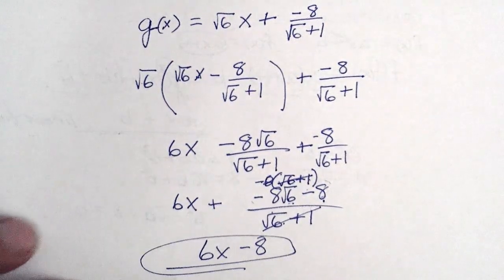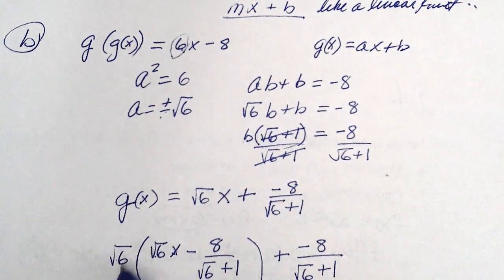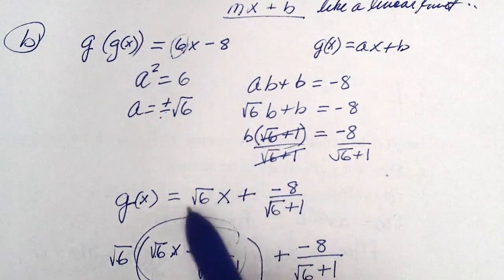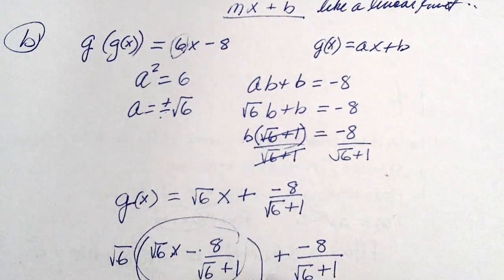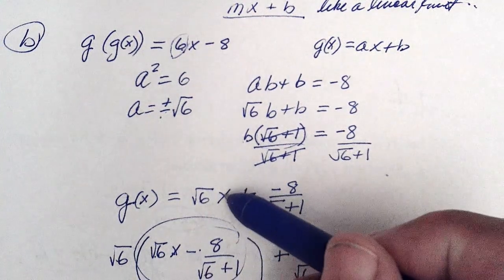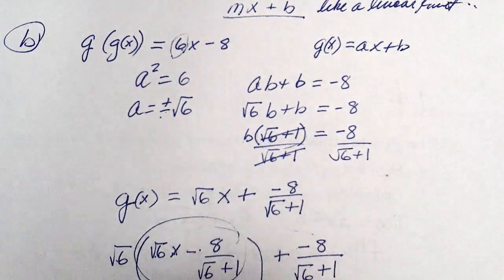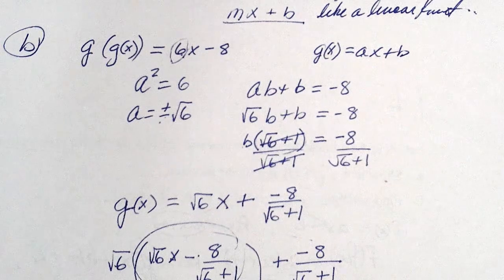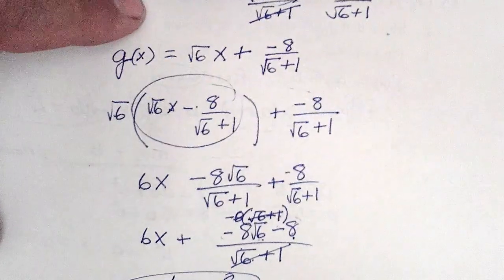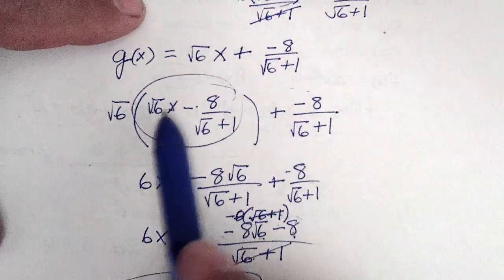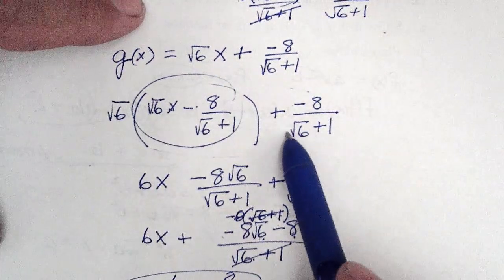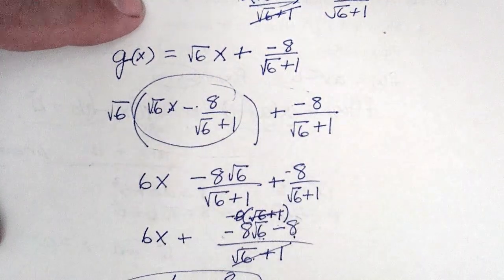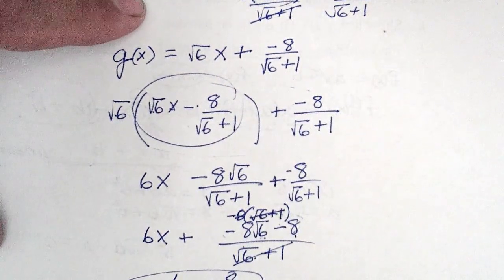So that worked. We put g inside of g of x, put this in place of this x to get this, and simplified it. And it would work with negative square root of 6 here, negative square root of 6 there, and it would simplify the same way, and it would also work.